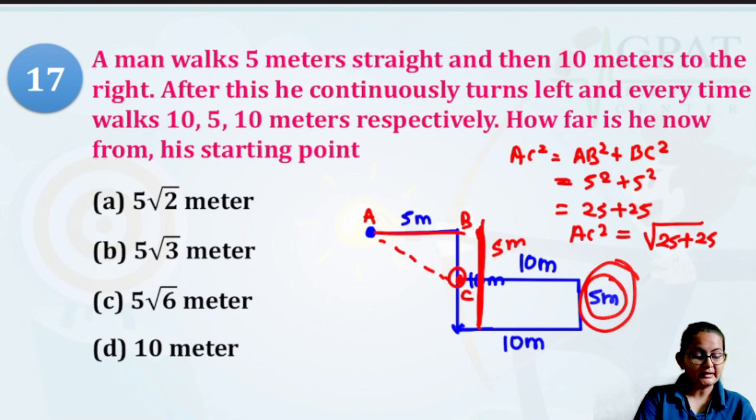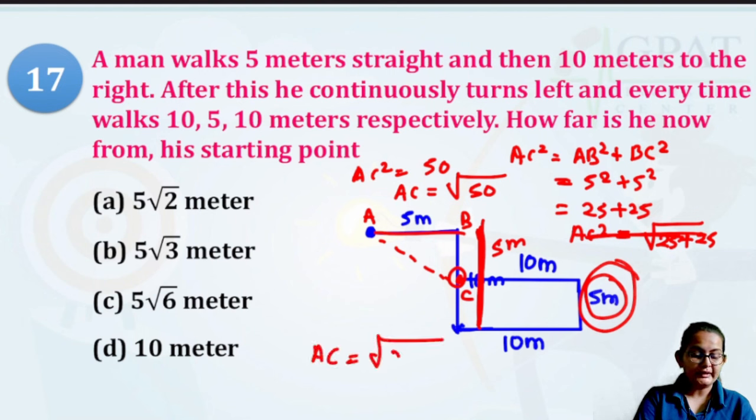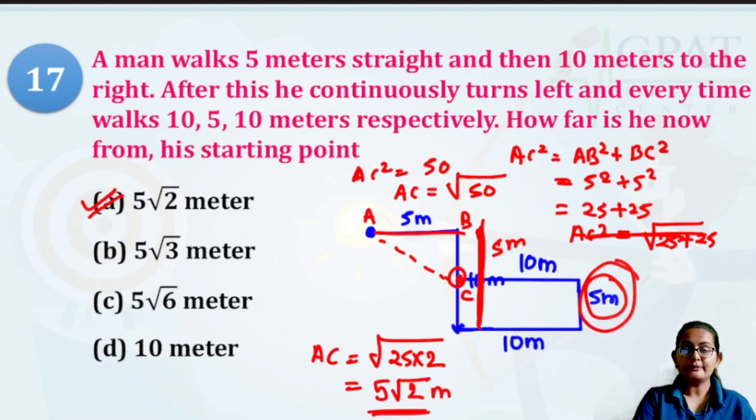So 25 plus 25 is 50, that is AC square is equal to 50. AC is equal to under root of 50. So 50 could also be written as 25 into 2. Once 25 gets outside the under root, it becomes 5. 5 under root of 2 would be the correct answer. Option A is the correct answer.